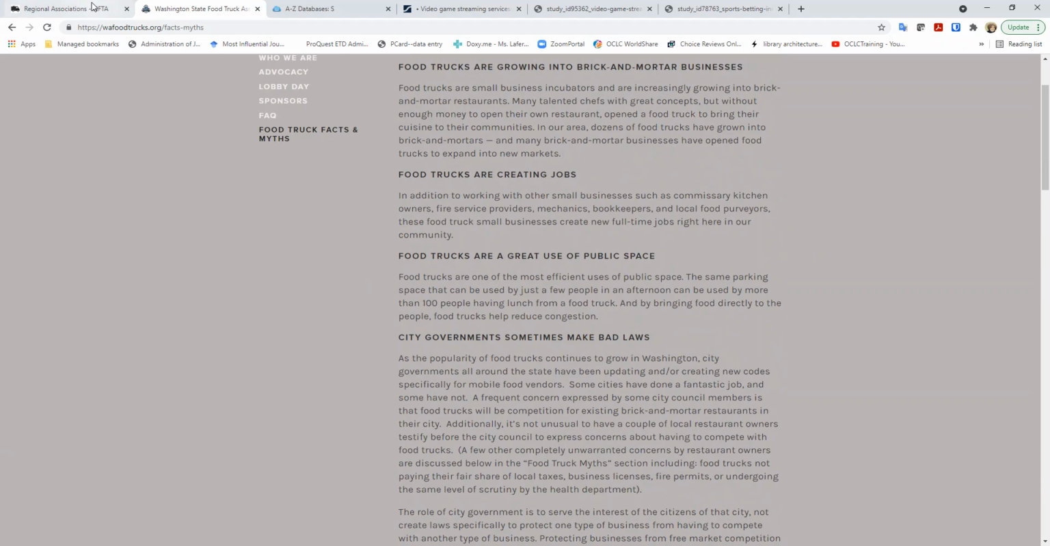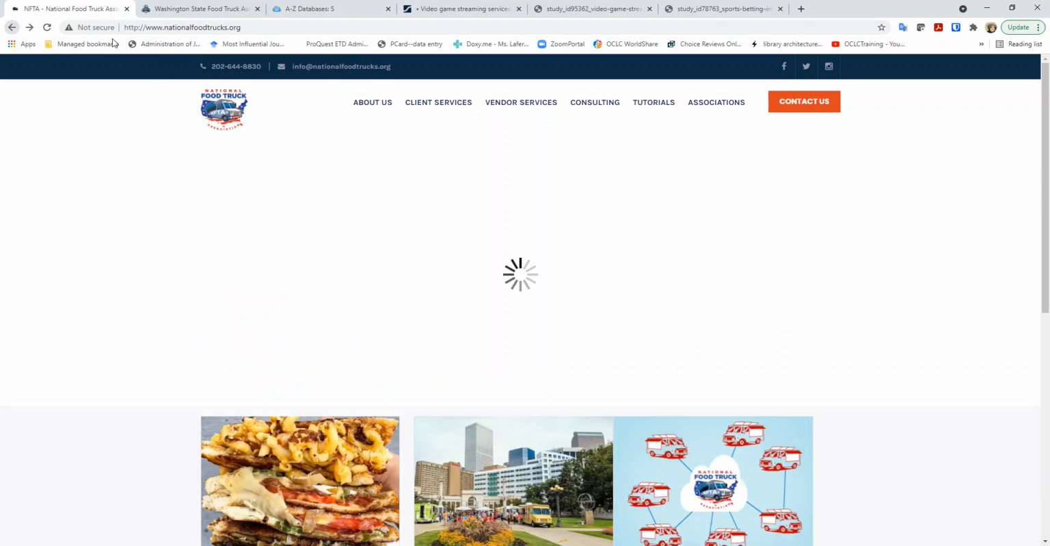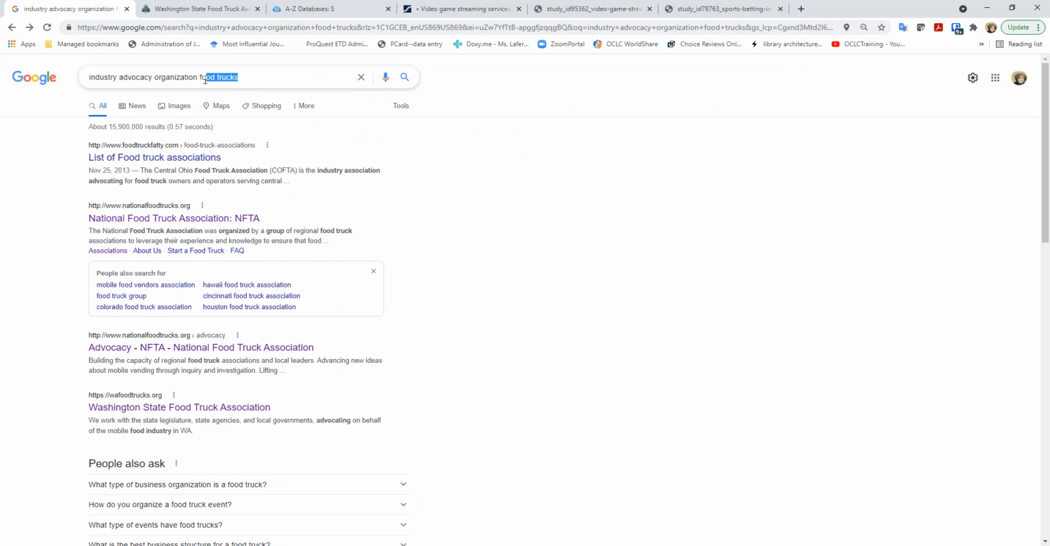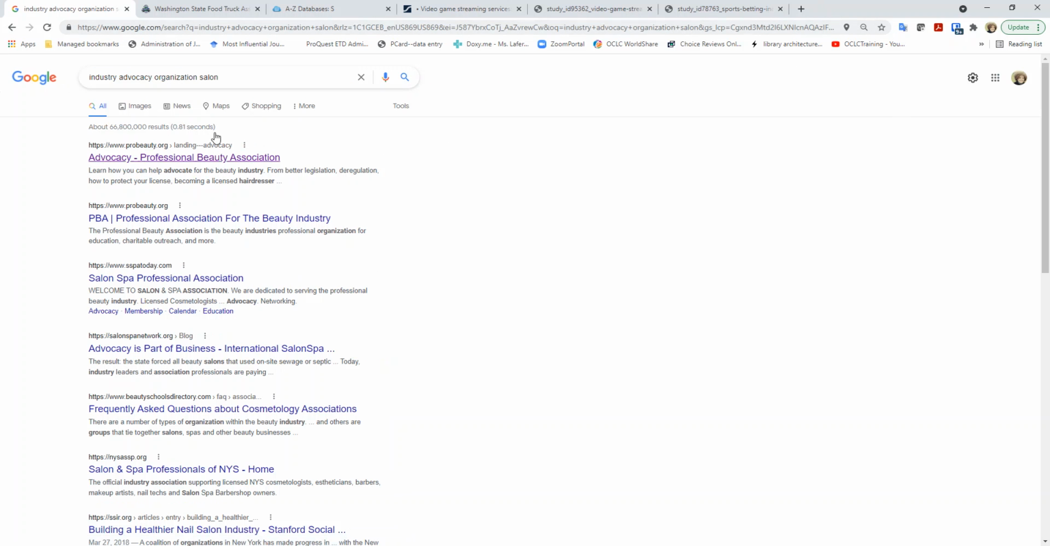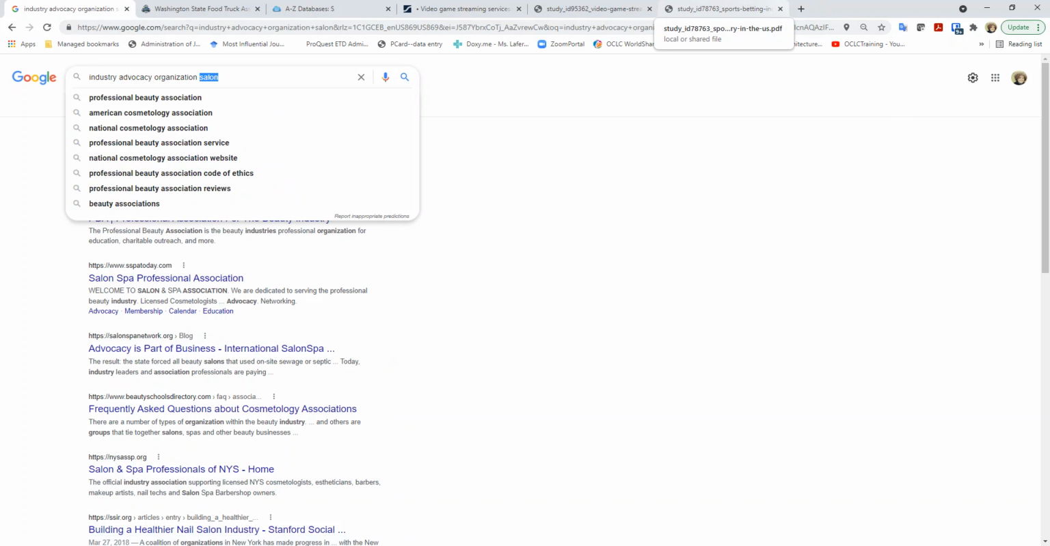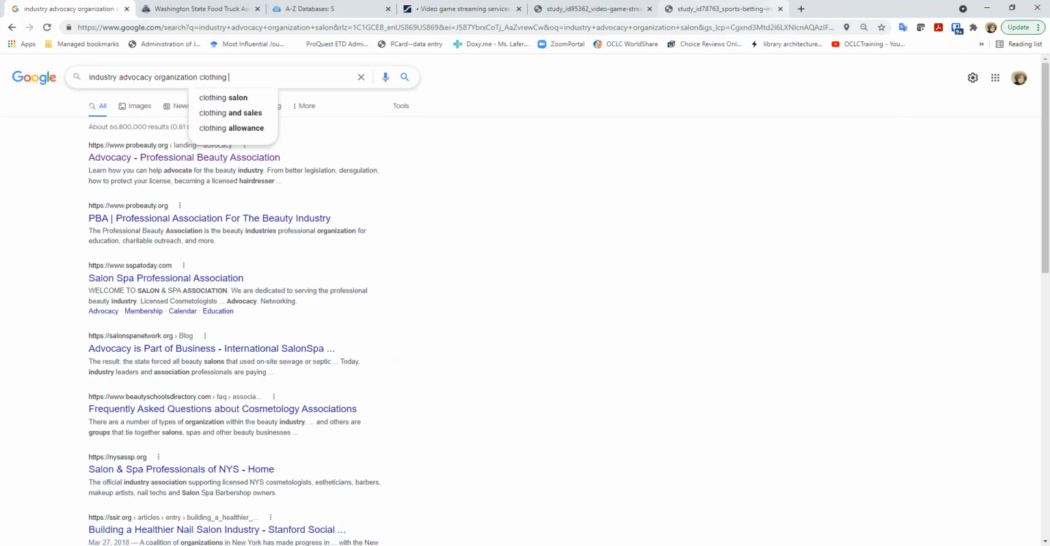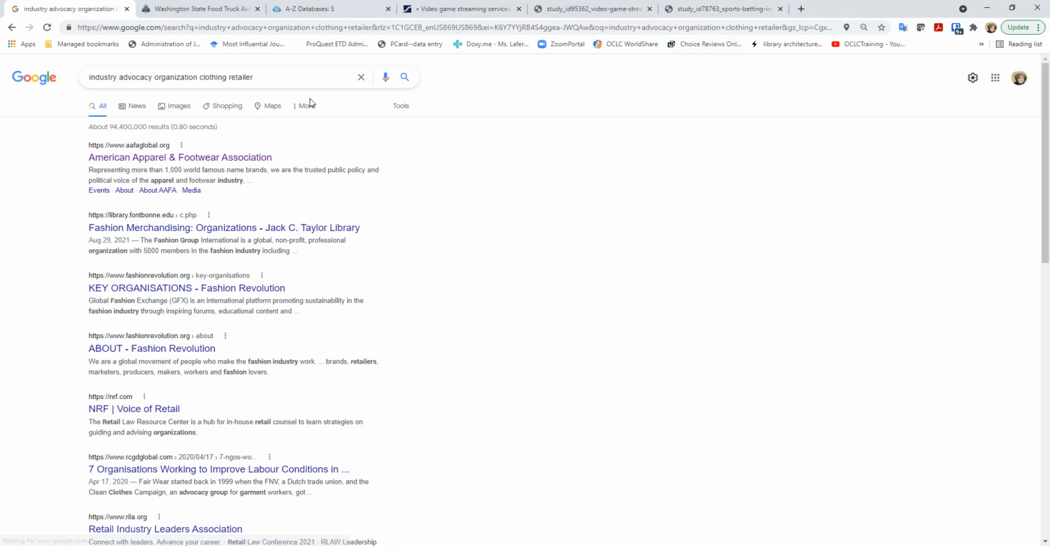And there are all kinds of advocacy associations. For example, if your business was a salon, there's the Professional Beauty Association, or if it was a clothing retailer, you'll see that there is an association for that. So it's likely there's an association. You may have to get a bit broader. If you're a t-shirt shop, you may be under the Apparel and Footwear Association. But I suggest you do some searching around using different kinds of words and the term industry advocacy organization.